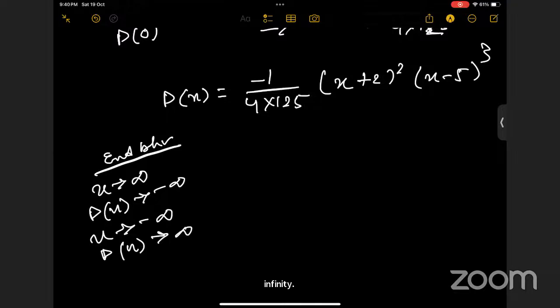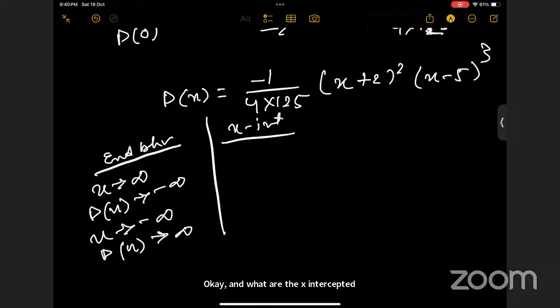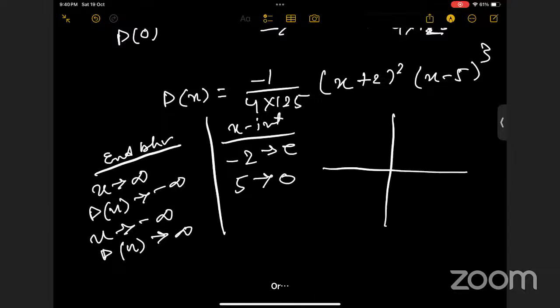And what are the x-intercepts? Minus 2 and 5. Minus 2 with even and 5 with odd power. So how will the graph be? It will always be on the positive side near minus 2, so this is minus 2, even, that means it will bounce here. And at 5, it will be like that.